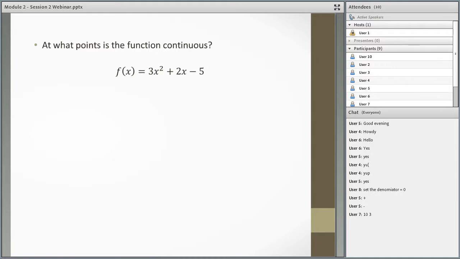What about this? At what points is the function continuous? What do we think? Very good. It's always continuous because, one, we have a polynomial, and for any value of c, going back to the definition of continuity, for any value of c, the value of the limit as x approaches c is always going to exist, and it's going to be the same thing as just direct substitution of f of c. So in this case, it's a polynomial, so it's continuous everywhere.